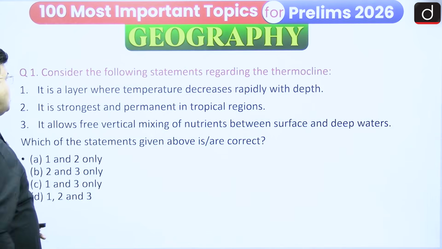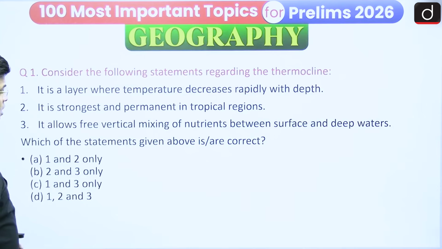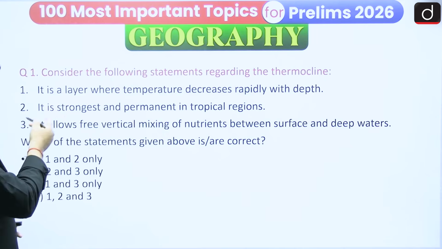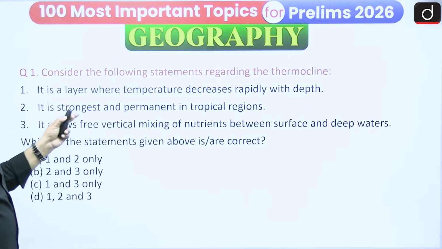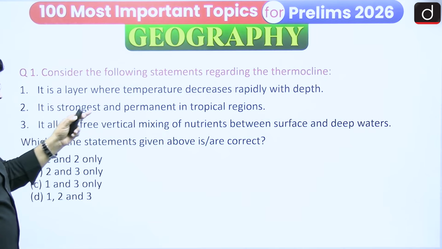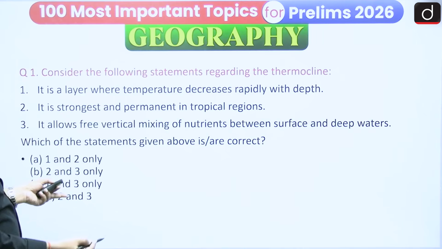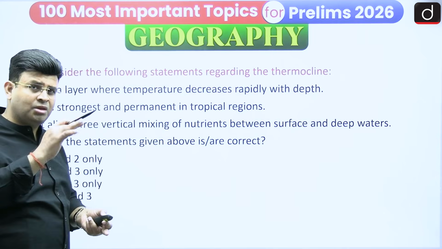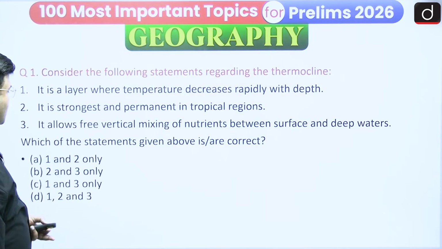Now a question based on it. Consider the following statements regarding the thermocline. First, it is a layer where temperature decreases rapidly with depth. You have to answer whether it is right or wrong. Second, it is the strongest and permanent in tropical regions. Third, it allows free vertical mixing of nutrients between the surface and deep water. Does it allow any mixing? Please answer accordingly.